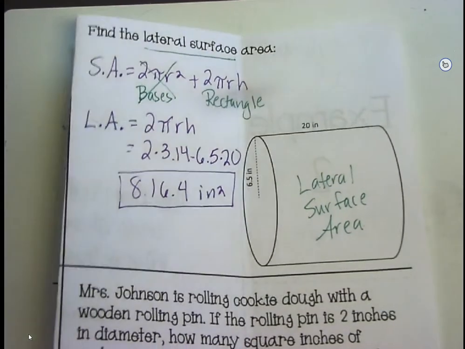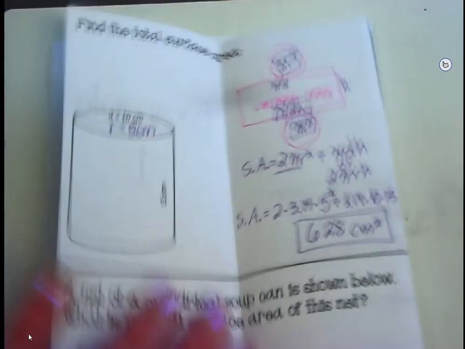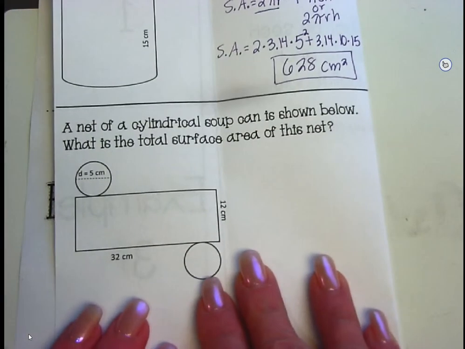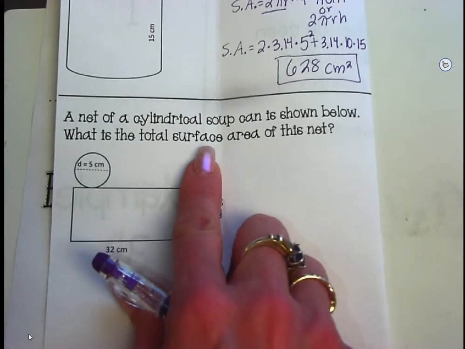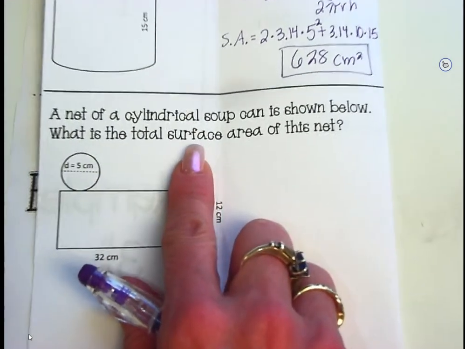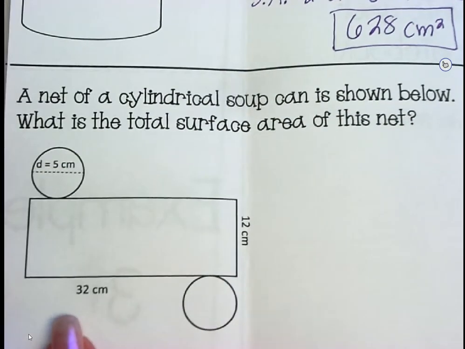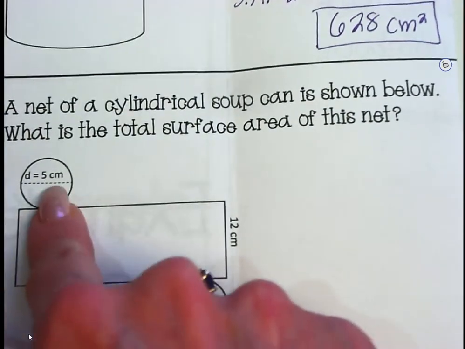All right. Let's look at this next example. This gives us a net of the cylindrical soup can as shown below. What is the total surface area of the net? Okay, we can just apply our formula here now that we know it.